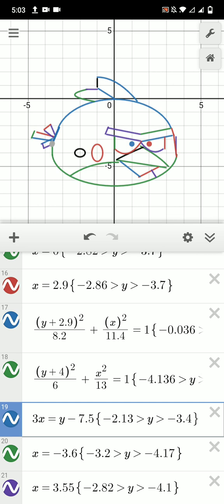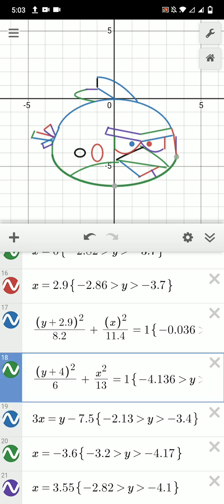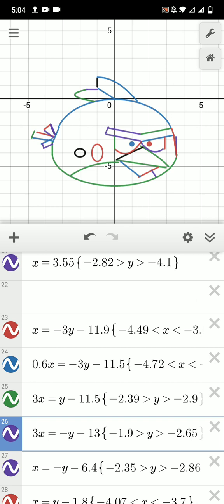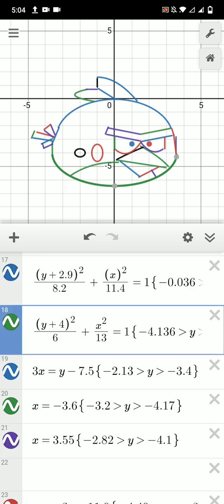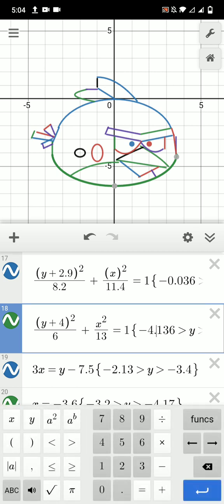Let's move on to this function, which is connected to this domain. This is also an ellipse: (y + 4)^2 / 6 + x^2 / 13 = 1, with the domain of y less than -4.136 and greater than -6.5.